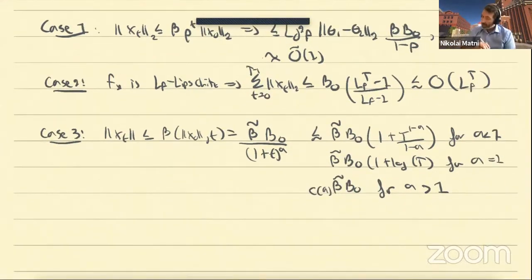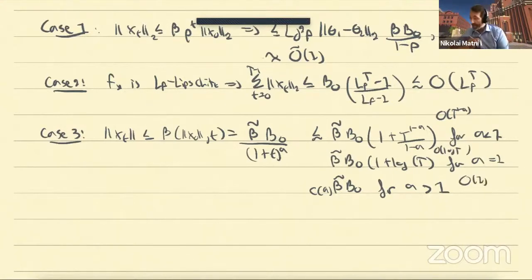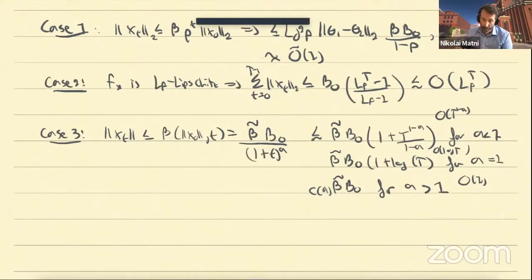Okay, so if you put this all together, this is order t to the 1 minus a, this is order log t, and this is order 1 again. So it exactly matches the dependence that we computed for the bound BL on t as well, as a function of the underlying stability properties.